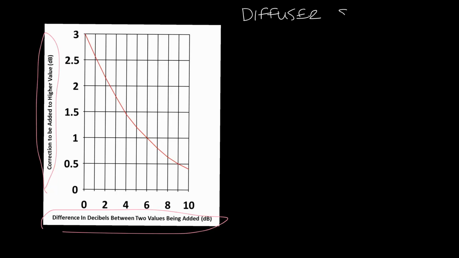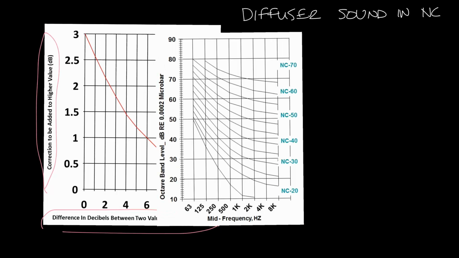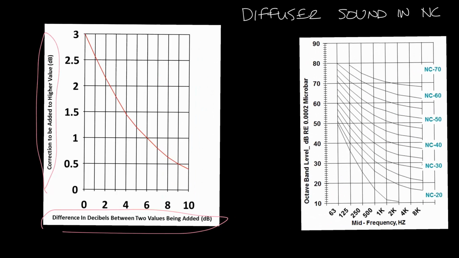So diffuser sound is usually cataloged in NC. You can get the sound power from selection software, add up each octave band, and then plot that on an NC chart, but you don't have to. So let me pull up an NC chart so you can look at this.